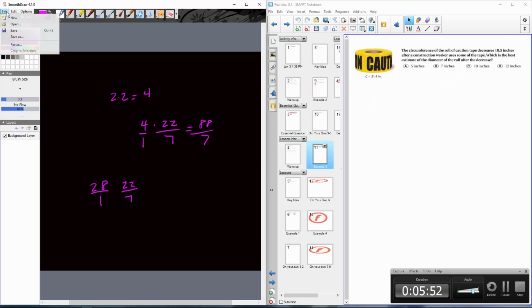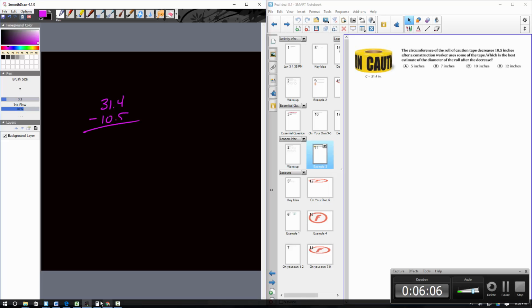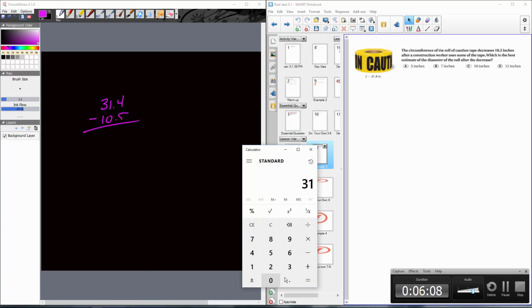This is a really interesting problem. So I'm going to start off with, first of all, it says your circumference of a roll of caution tape decreases by 10.5. So I have 31.4 minus 10.5. And if I figure that out real fast, 31.4 minus 10.5, I get 20.9. And that's my circumference, right?